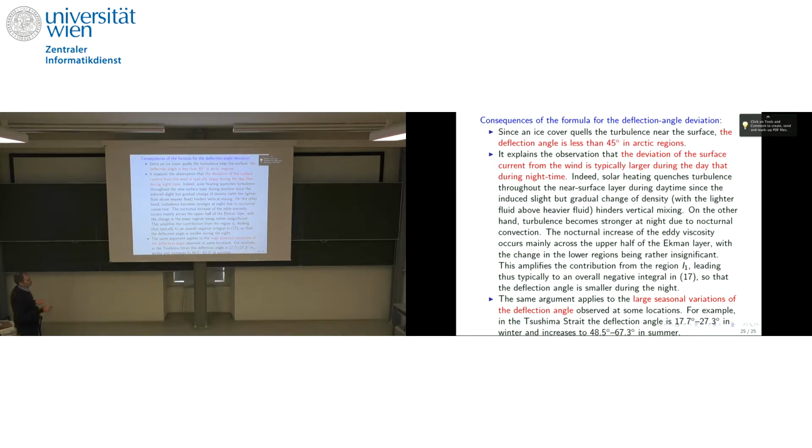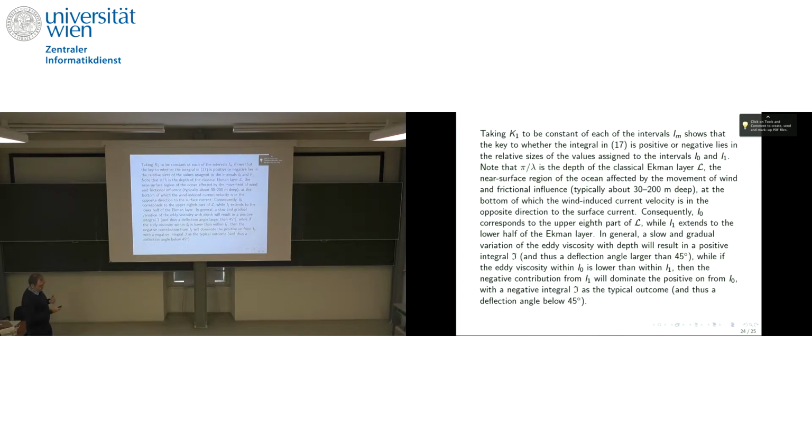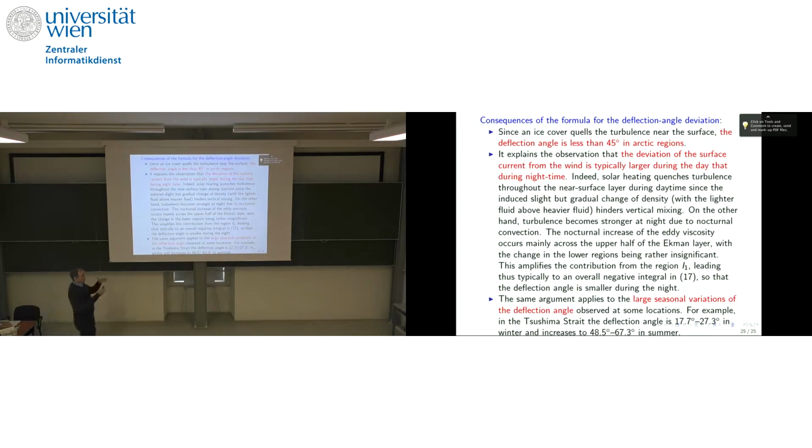Among the most spectacular ones are in this strait near Japan, where during winter you have this kind of deflection angle, and in summertime you have this up to 67 degrees deflection angle. And it's the same story because of the relative sizes of I0 and I1. I mean, this perturbation, even if the eddy viscosity is non-constant in general, I will take that it's a slow variation, so it's not something drastic. So this is what I had to say.